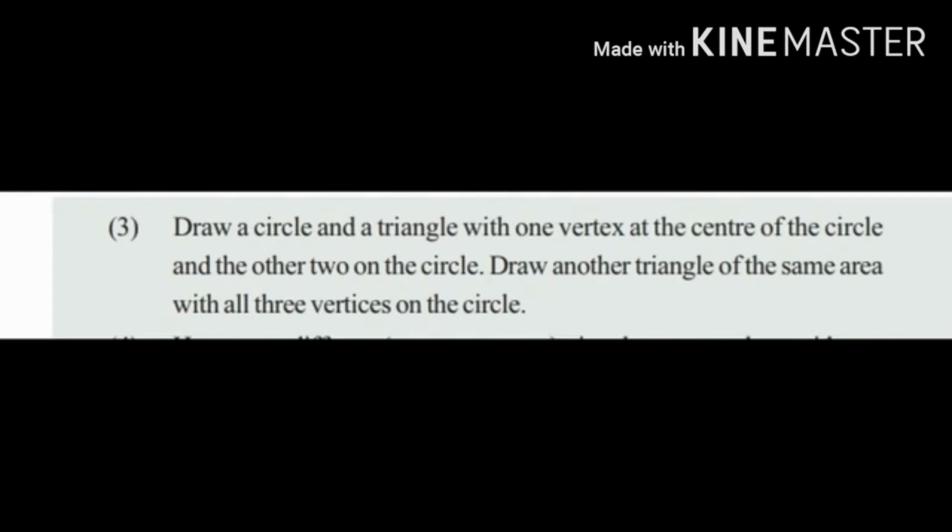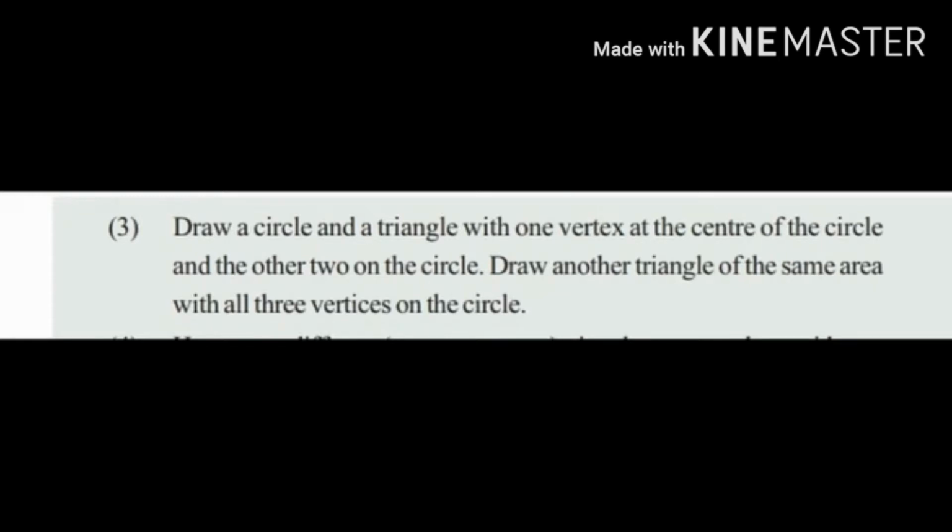So we know we are dealing with equal area triangles. In this question, first of all we have to draw a circle. Measurement is not given, you can use any radius. First draw a circle, then draw a triangle. The condition is that out of the three vertices, one vertex must be at the center of the circle, and the other two vertices are on the circle. After that, we have to draw another triangle of the same area as this triangle. That is the question.